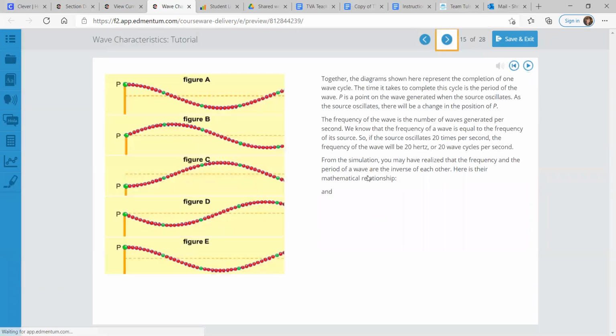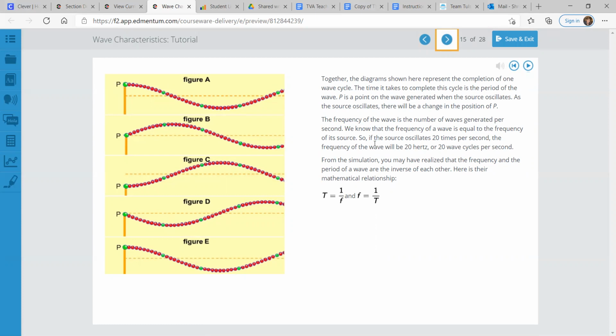So let's look together. The diagrams shown here represent the completion of one wave cycle. The time it takes to complete this cycle is the period of the wave. P is a point on the wave generated when the source oscillates. As the source oscillates, there will be a change in the position of P.